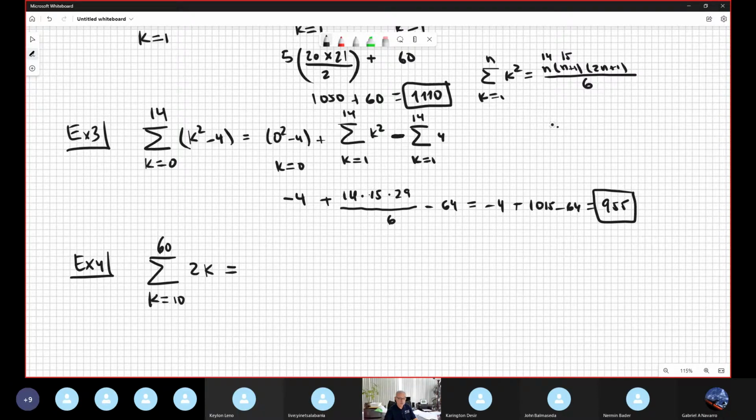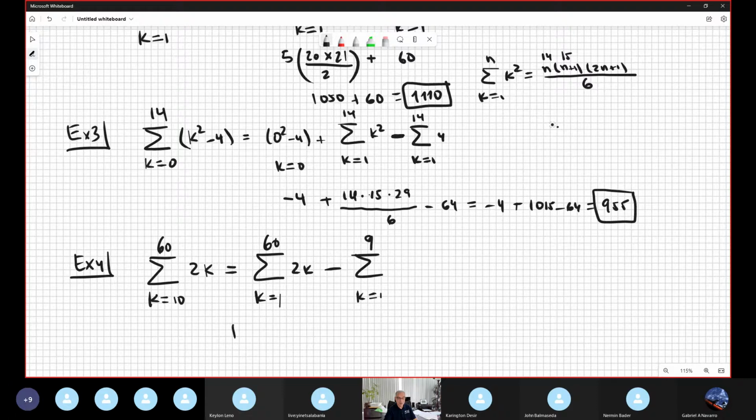So now I need to split this summation, starting at 1, exactly as our formula, to 60. Minus another one that starts in 1 to 9. Why to 9? Because 9 is the number previous to 10. So this is completing the sequence.